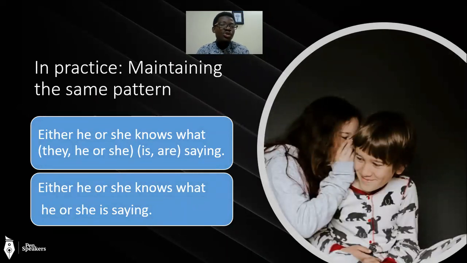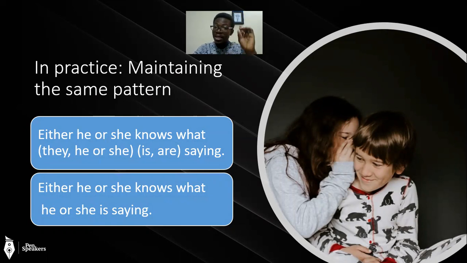Either he or she knows what, should you say they, or should you say he or she is or are saying? All right, so take a look at it. The sentence starts with he or she. So it's simply either he or she. We can't say they are doing because we say it's either he. Meaning if you pick him or you pick her per time, you would definitely have to keep going for him or her. So that's what you do.